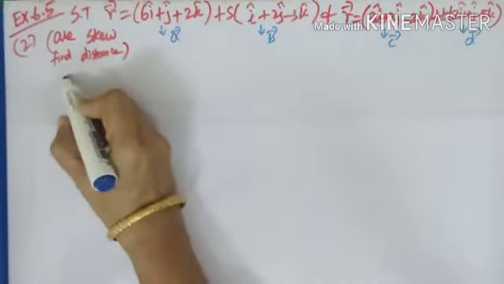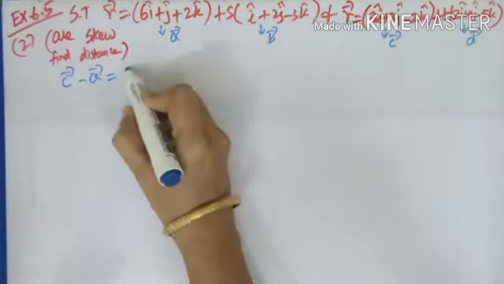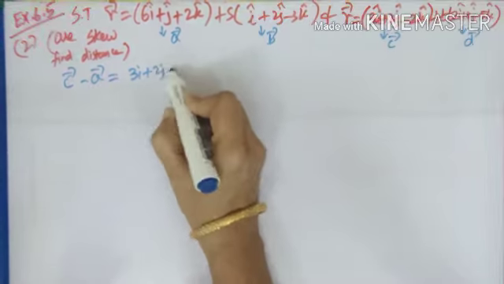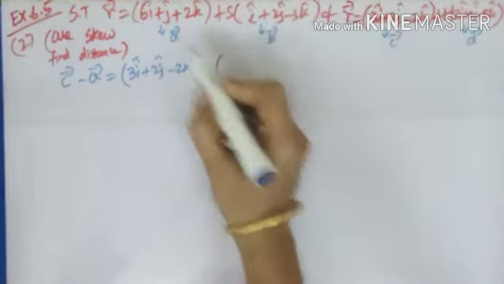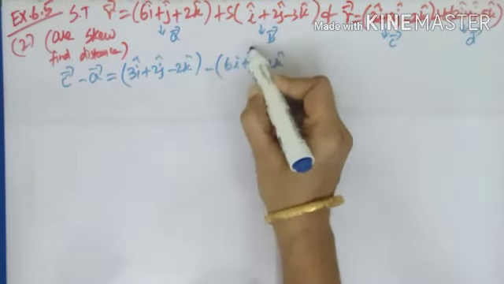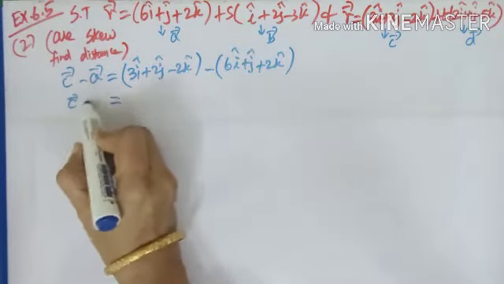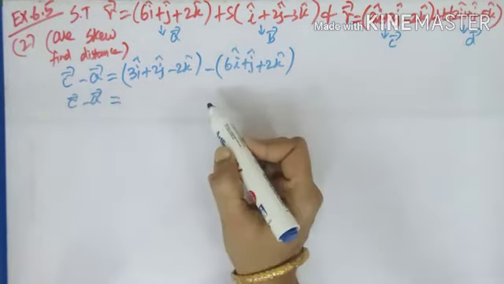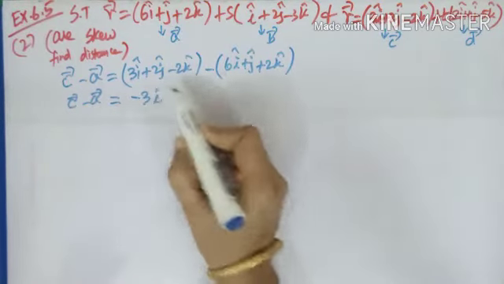Find out C vector minus A vector. What is C? 3i plus 2j minus 2k. Minus. What is A? 6i plus j plus 2k. If you want, write one below the other. Subtract and write correctly. C minus A equals 3i minus 6i, minus 3i.